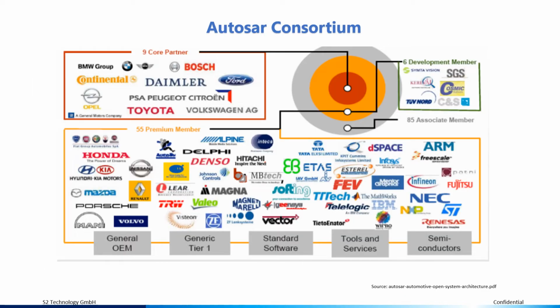The AUTOSAR consortium was brought up by 9 core partners, 55 premium partners and 6 development partners, along with 85 associate members.